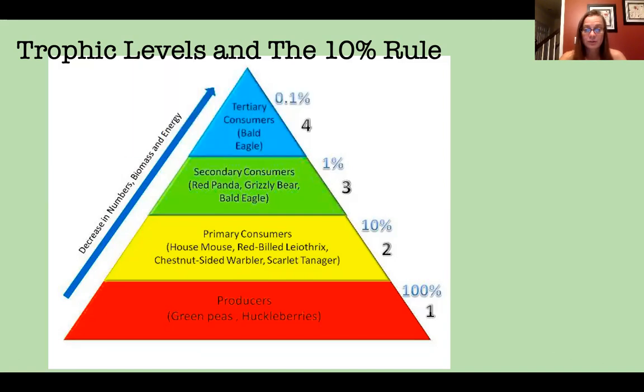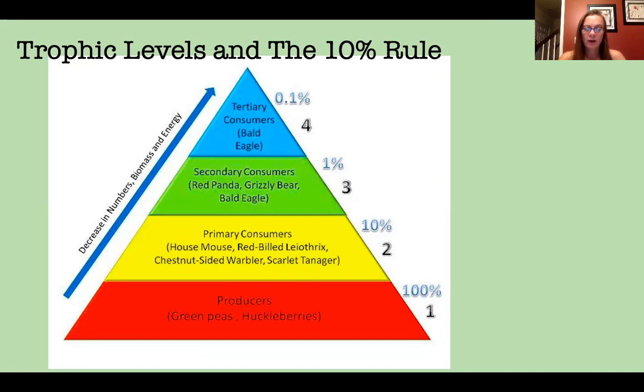We get to tertiary consumers. Tertiary consumers eat secondary consumers. Only 0.1% of that original energy is available at this level. So as we go up the trophic pyramid, there's less and less energy available, which means that we have fewer and fewer organisms. It's pretty rare to see an energy level past tertiary consumers. There are quaternary consumers. There are very few quaternary consumers in terrestrial biomes. They are more common in aquatic biomes.